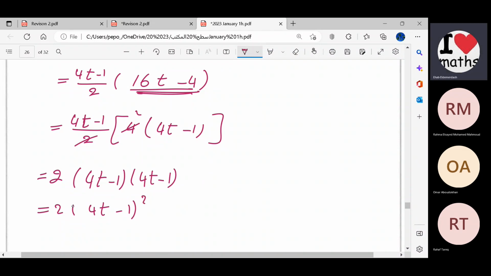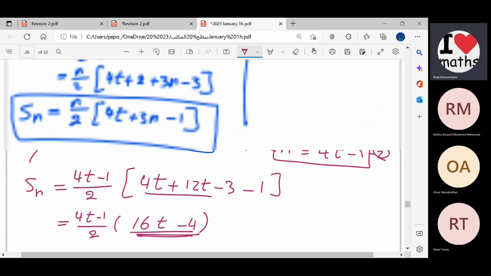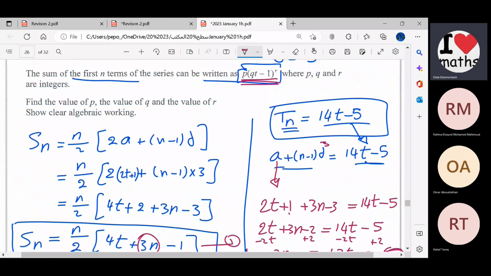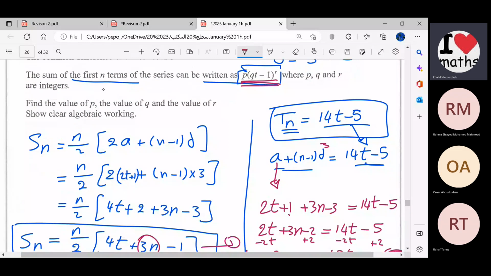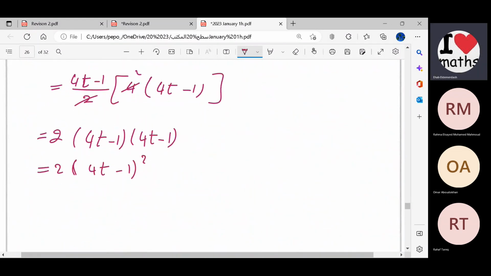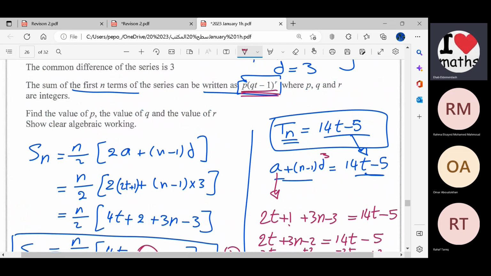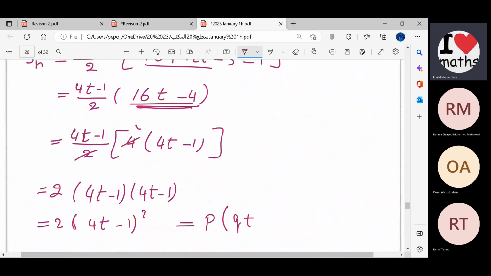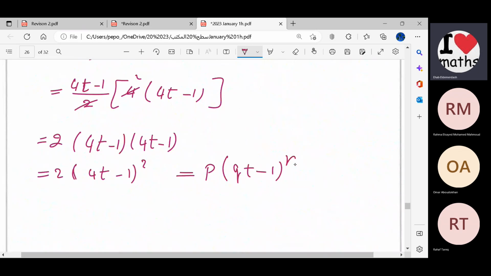Okay, no, I will not expand. I will keep it. Look back at the question. What does the question say? The question tells me that the sum of the nth term, Ragad, can be written as P into QT minus 1 all to the power of R. Look, this can be written as P into QT minus 1 to the power of R. And he's asking me to find Q and P and R. Did you notice here? So I get shocked.